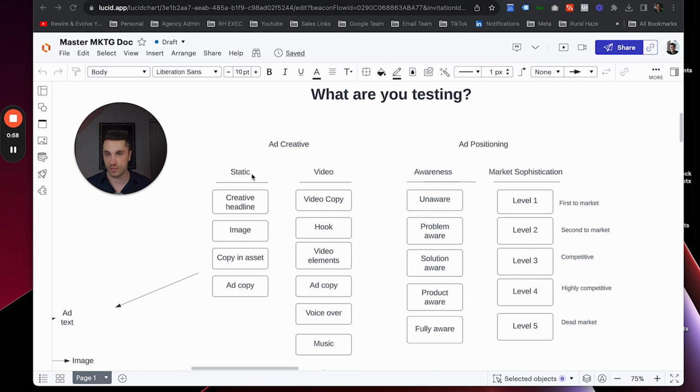If you're testing a static, which is an image, there are many different components that you can be testing. You can be testing the creative headline. You can be testing the image. You can be testing the actual copy within the creative asset, or you can test the ad copy itself. And a lot of people don't break it down like this because you can be testing one variable, or you can be swinging for the fences and just making drastically different creative because nothing's performing.